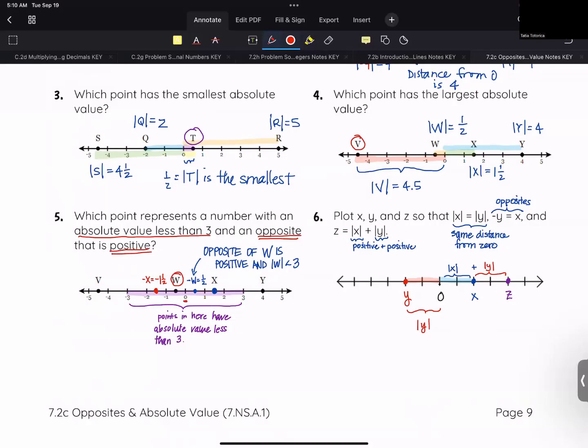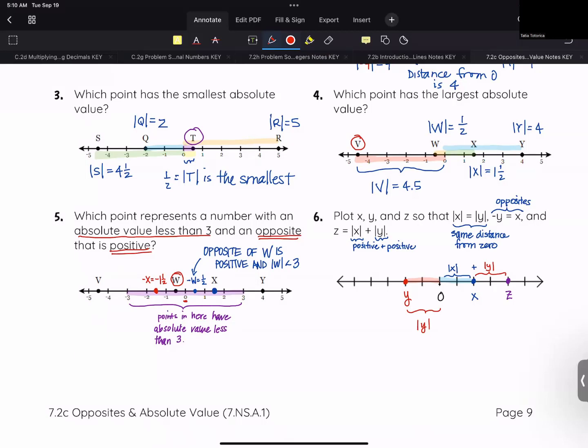Lastly, number 6, we want to plot X, Y, and Z so that the distance to 0 from X is the same as the distance from 0 to Y, and the two numbers are opposites of each other. And then the third number, Z, is we add the distance of X to 0 to the distance of Y to 0. So we'll start first by thinking about X and Y have to be the same distance from 0.